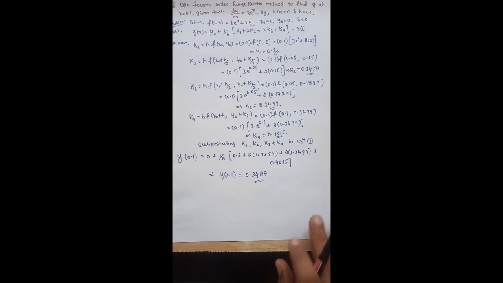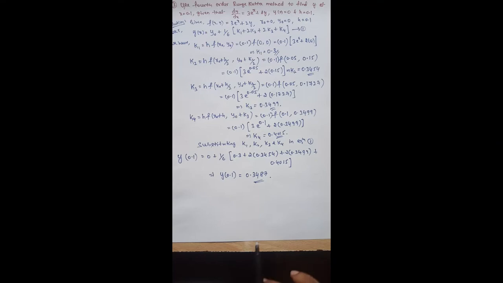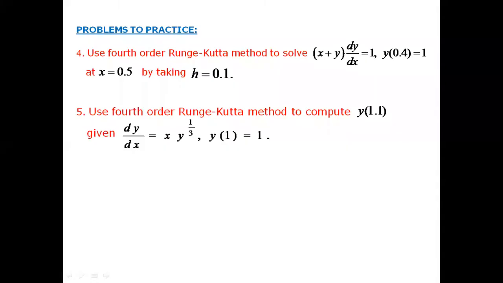So this is how we can solve a problem by using the Runge-Kutta fourth order method. It is a common procedure for every problem. These are some problems for practice, fourth and fifth. Use the same procedure of the Runge-Kutta method and find the solution of problem 4 and problem 5. All the best.